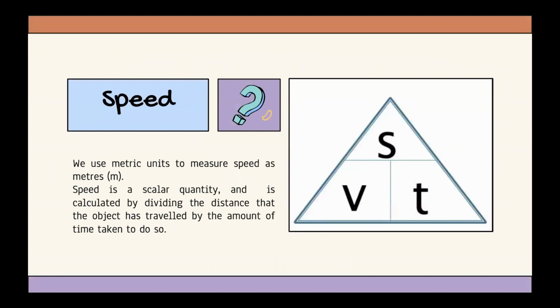Speed. Speed is a scalar quantity as discussed previously, and it is calculated by dividing the distance that the object has traveled by the amount of time taken to do so. We use metric units to measure and calculate speed, and the metric unit for speed is meters per second.